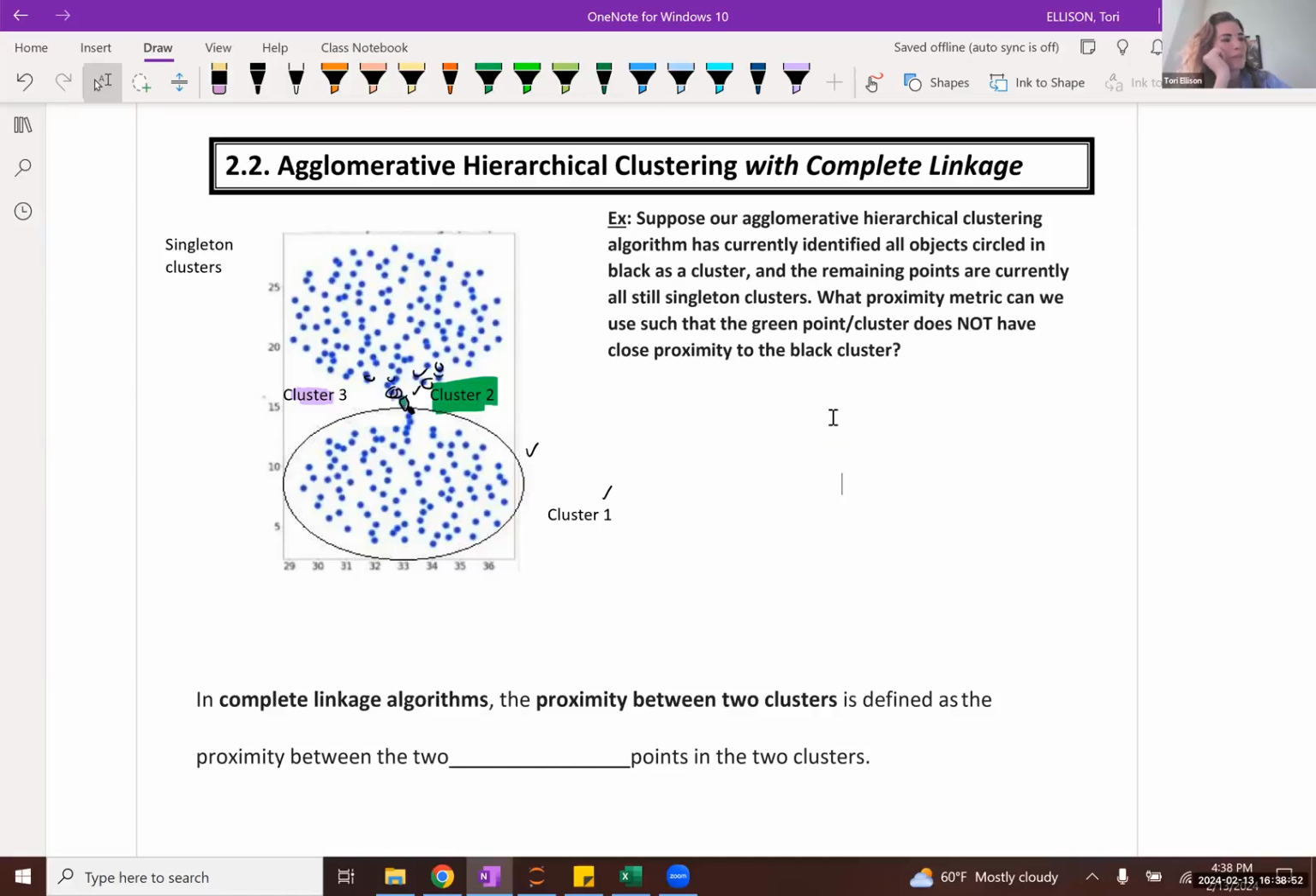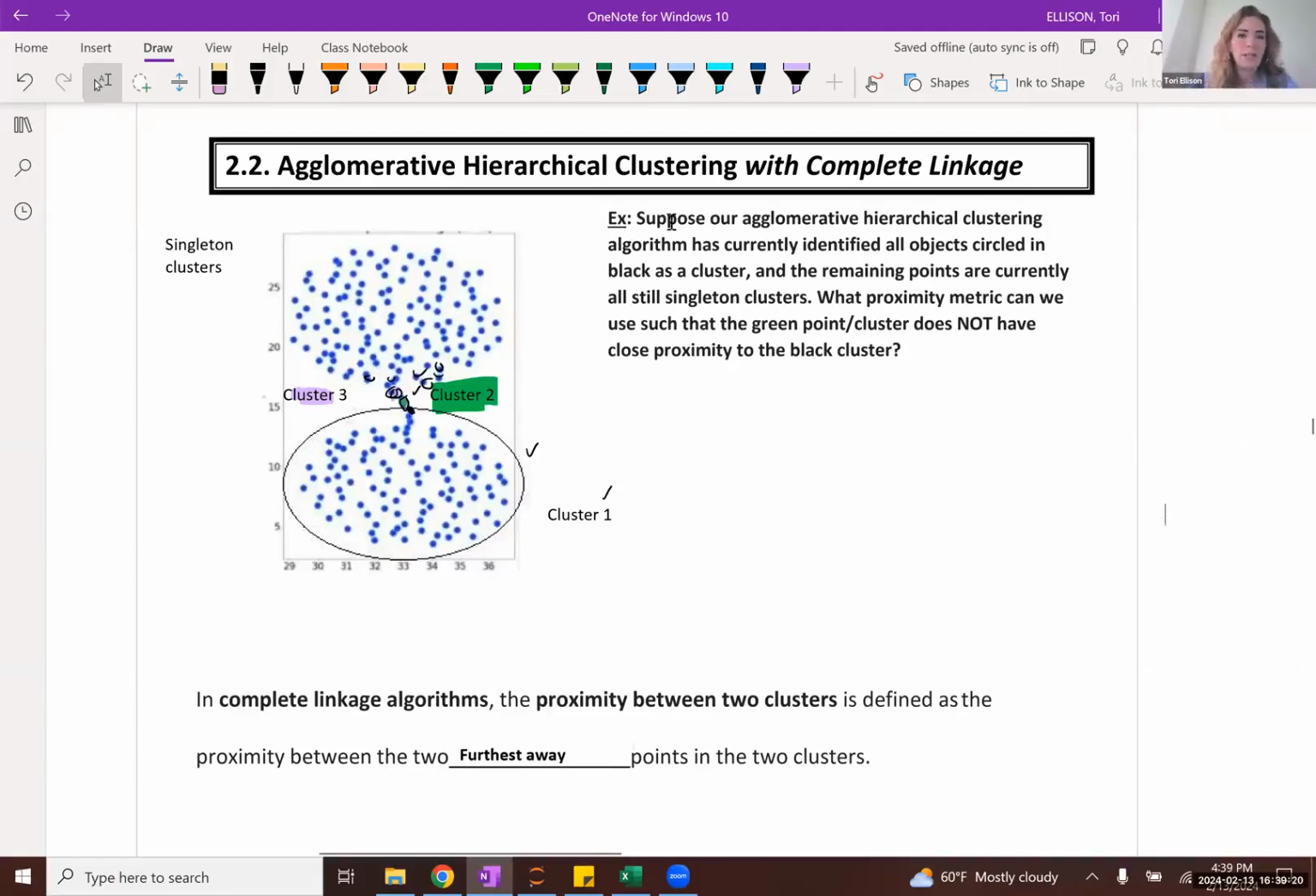Any thoughts? So single linkage was measuring the distance between two clusters based on the two closest points. So we're going to introduce complete linkage, which is the opposite of single linkage, in which we define the distance between two clusters as the proximity between the two furthest away points in the two clusters.